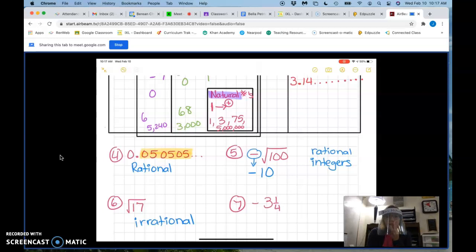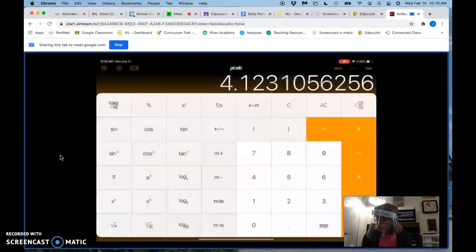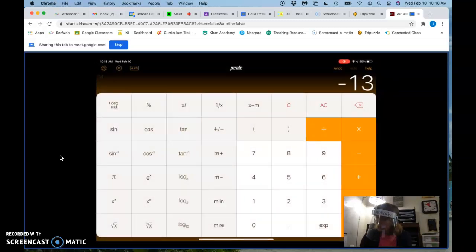Okay, and number 7. Now, what we have to do is make it an improper fraction. 3 times 4 is 12. Plus 1 is 13. So it's 13 over 4. So we make it into this improper fraction so that now we can divide it on our calculator. Remember, fraction means divide. So I'm going to do -13 divided by, was it 4? Yeah.